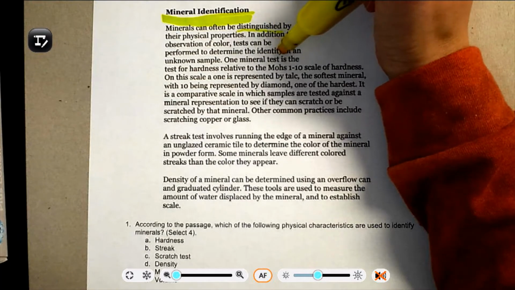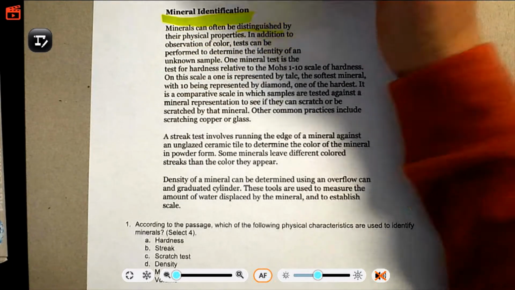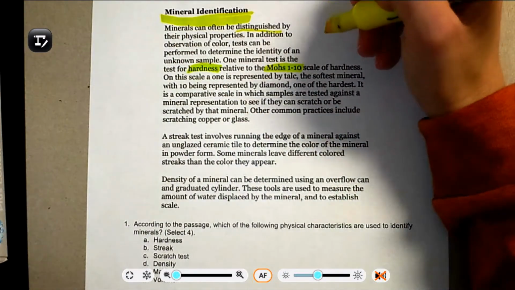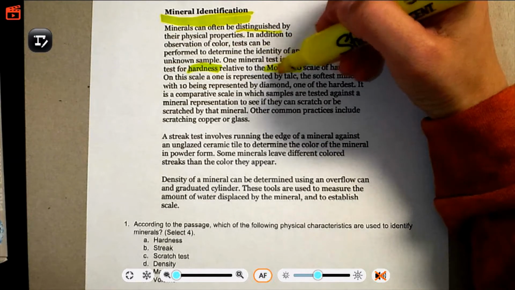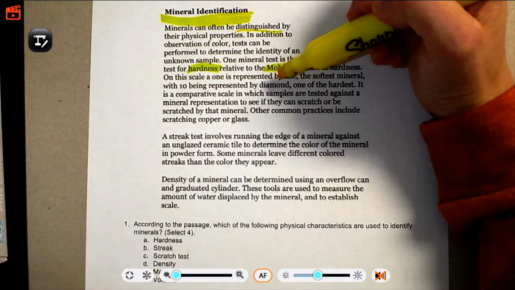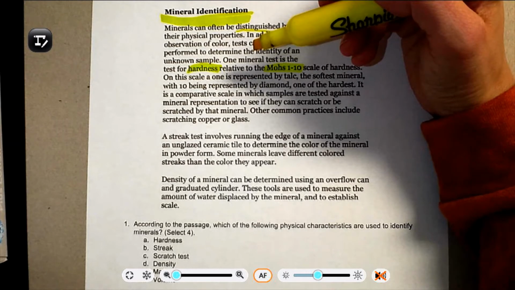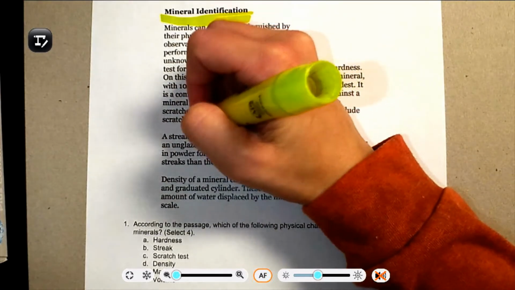One mineral test is the test for hardness relative to the Mohs 1 to 10 scale. So remember, that's hardness, their scale of hardness. On this scale, a 1 is represented by talc, the softest mineral, with a 10 being represented by diamond, one of the hardest. It is a comparative scale in which samples are tested against a mineral representation to see if they can scratch or be scratched by a mineral. Other common practices include scratching copper or glass. So remember, that's like a penny.